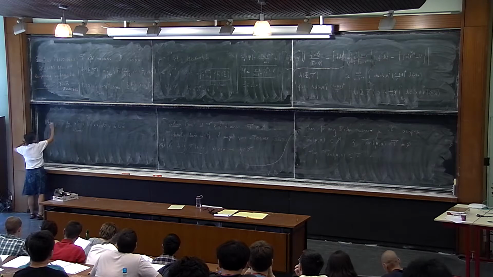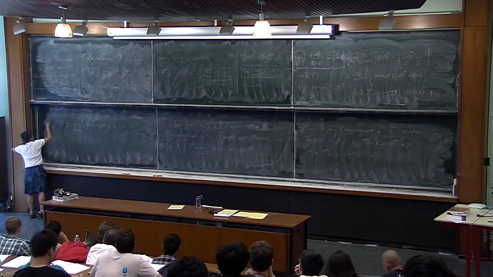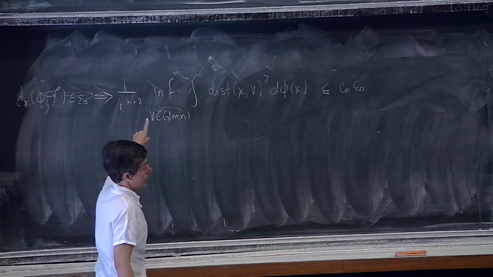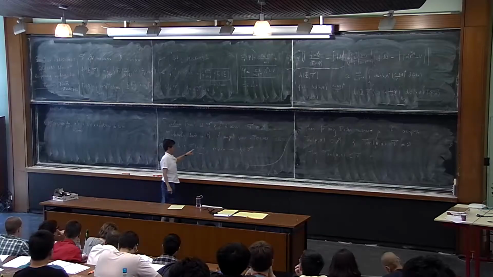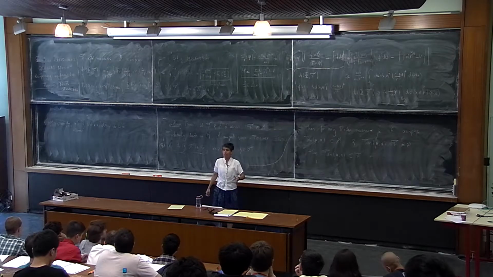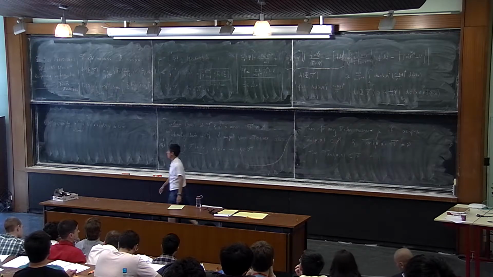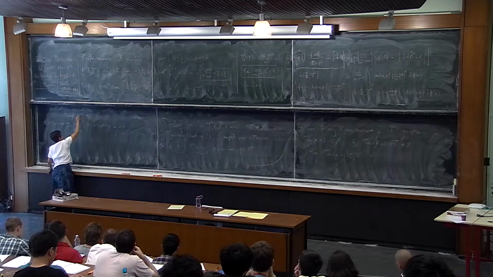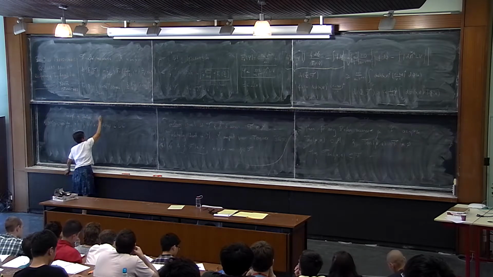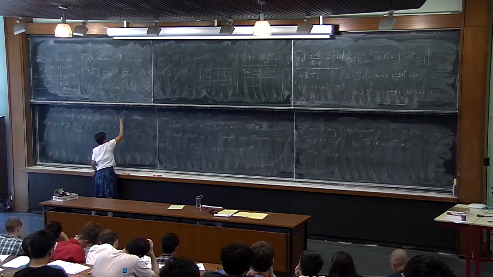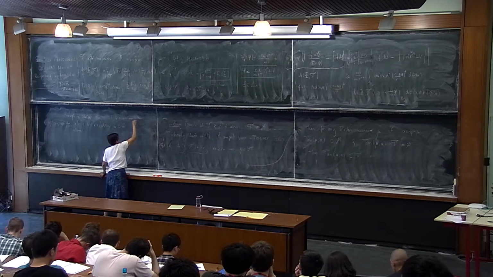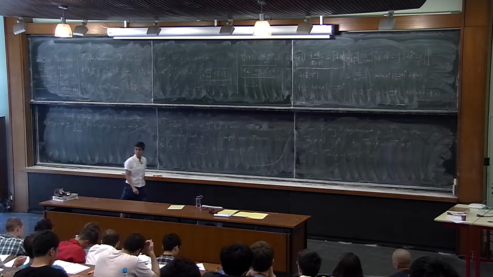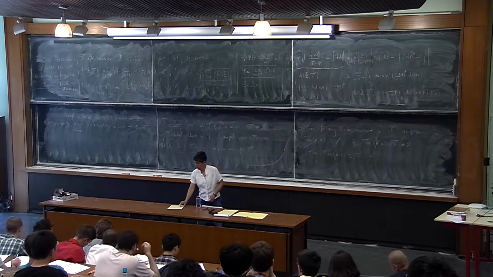So maybe I should say D_R of phi f less than epsilon 0 implies this. If we can prove that this implies that phi is flat, then we're very happy. Remember, phi is n-uniform. So enough to show that there exists an epsilon 0 positive such that if phi is n-uniform and this holds, then phi is flat. That's all we need to show.